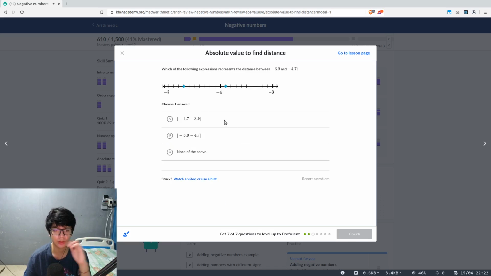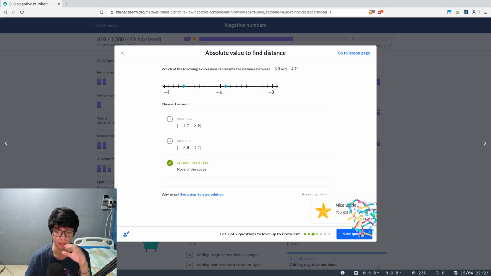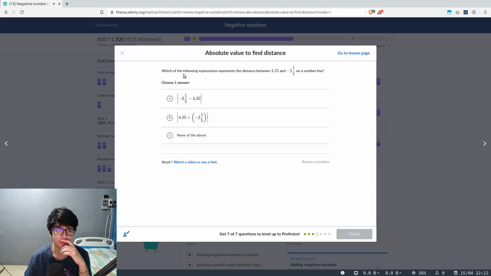Which of the following expressions represents the distance between 3.9 and 4? Okay, so negative 3.9. No. Both are negative, so there should be some kind of opposite thing happening. Which of the following expressions represents the distance between 4.35 and negative 2? Negative 2 minus 4.35. Yeah, this one said 4.35 plus. Why is there a plus?